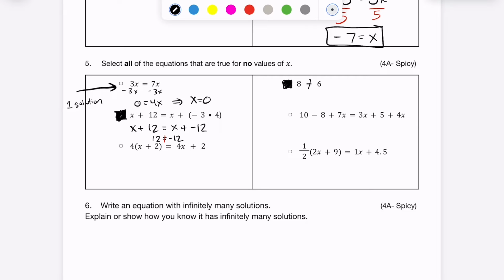Next one, we have parentheses, 4 times the quantity x plus 2. That becomes 4x plus 8 equals 4x plus 2. This is also going to have no solutions. We have the same 4x on both sides. If I wanted, I could subtract it away from both sides, and then I'd get another false equation, like 8 equals 2. Right? That's not true. We're not going to get that ever. No value of x can make 8 equal 2, so there's no solution.